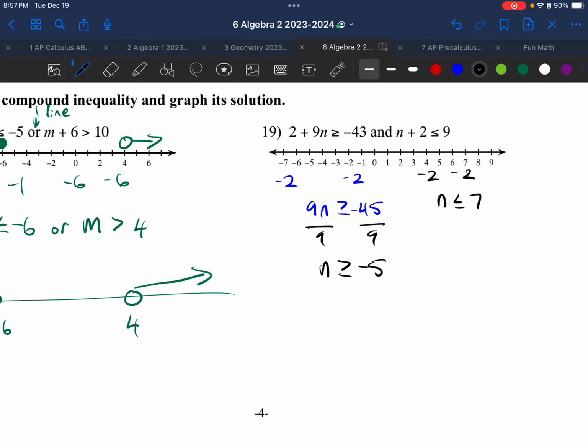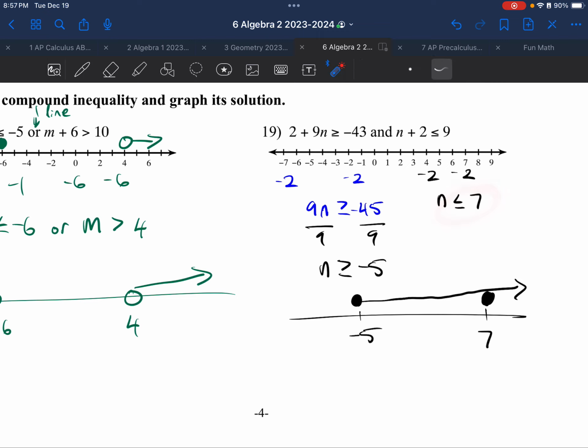Let's do an intermediate graph, and then we'll do the final graph. This one didn't really need it, but you always want to check. So here's my graph. I have a spot here at negative 5 and a spot here at 7. This one's going to be a closed point. This one's going to be in another closed point. They're both equal to. They have equal to in them, right? This one says greater than negative 5, so I'm going to be going to the right of negative 5. And this one is saying less than 7, which means I'm going to the left of 7, like this.